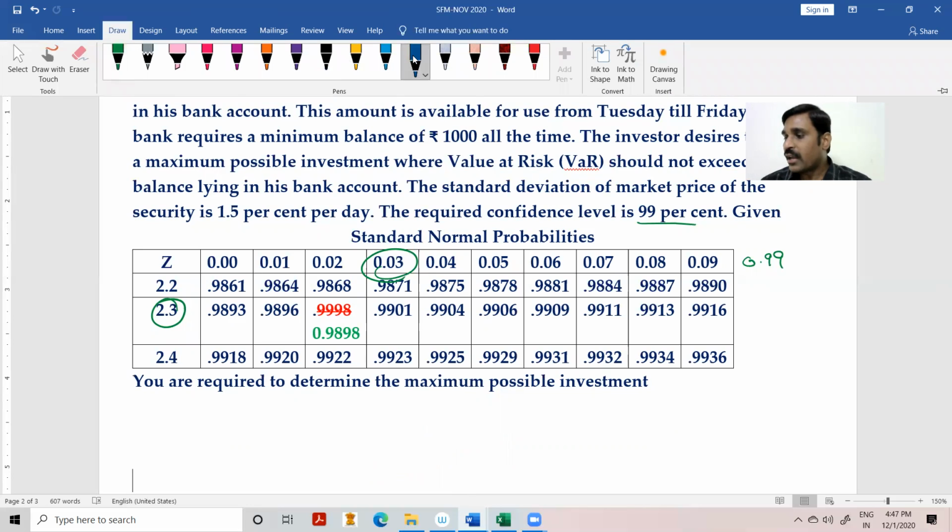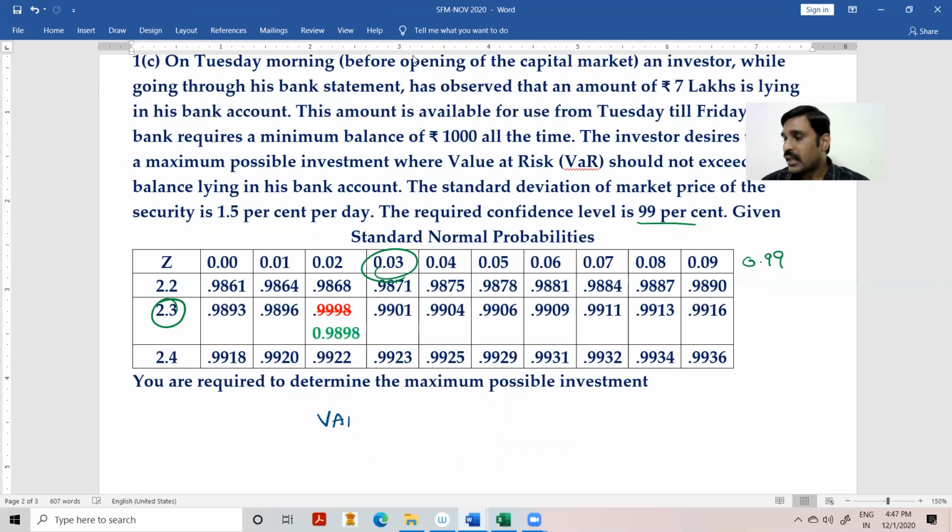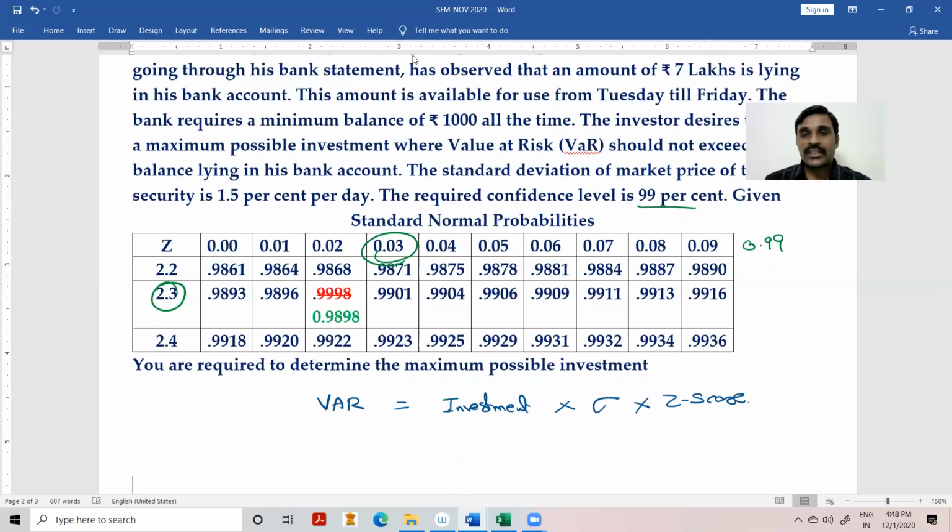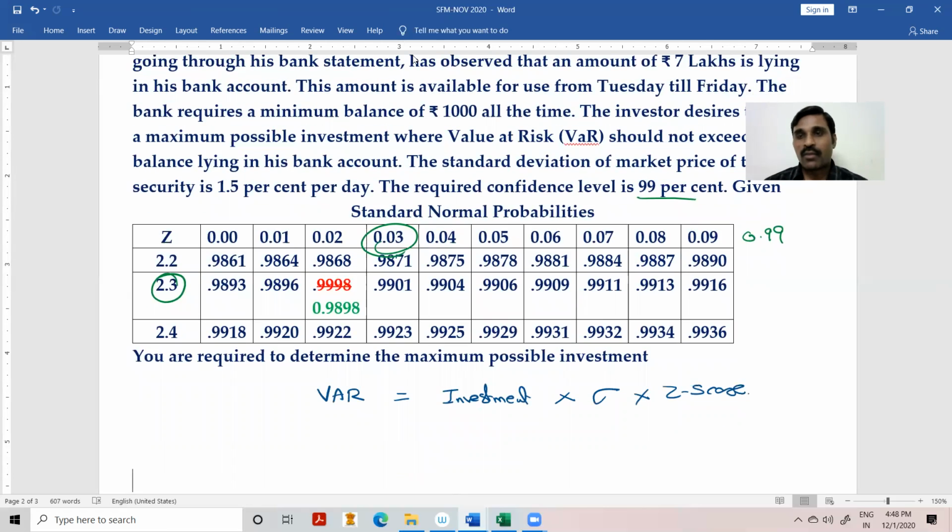So therefore, I'll write this formula: value at risk is equal to my investment amount into standard deviation into Z score. Okay, this is the normal formula. So this Z score we got now is 2.33.